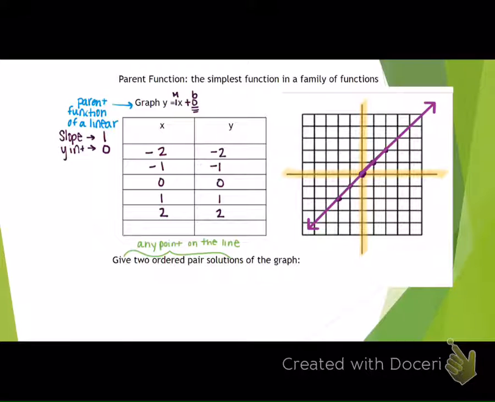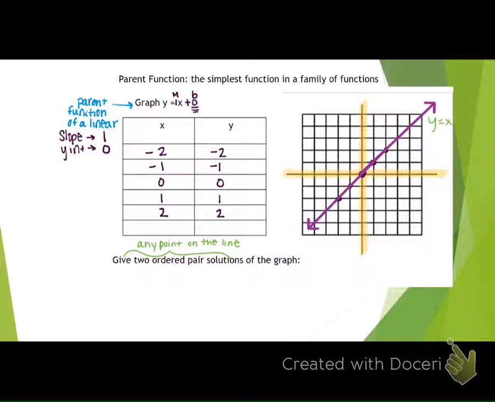And then I'm going to call this y equals x and get used to labeling it because we're going to be doing transformations and we'll have more than one function on a graph next week. So it's good to get used to labeling when we have more than one function on there. So give me a solution. Any solution that's along this line.